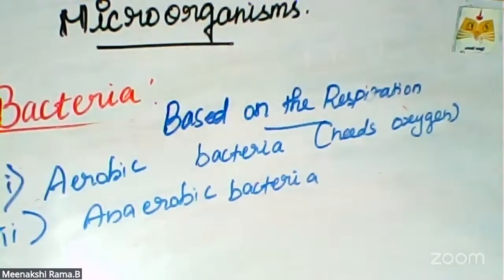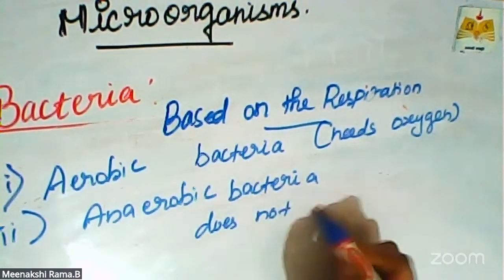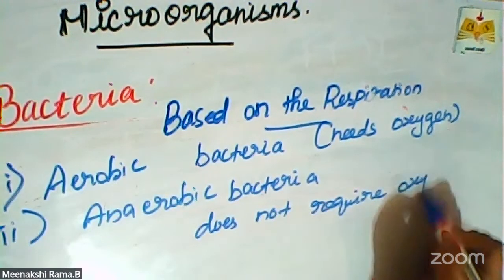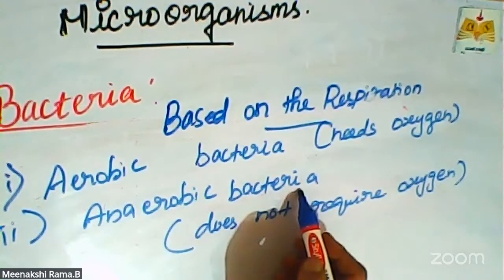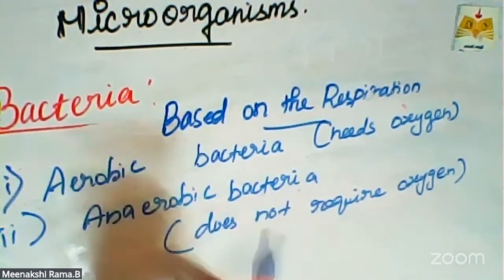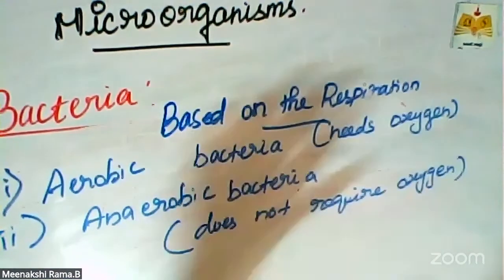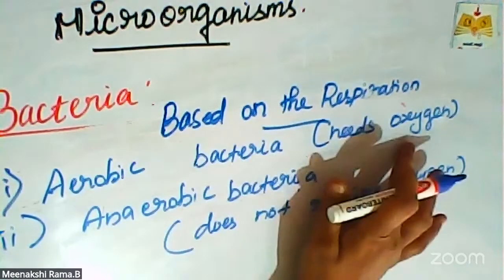Anaerobic bacteria do not require oxygen for respiration. Okay. Anaerobic bacteria do not require the oxygen for respiration. So bacteria are divided into two types based on the respiration.